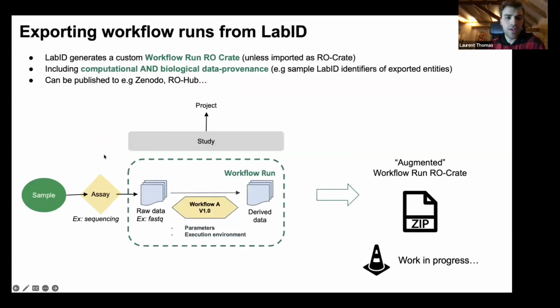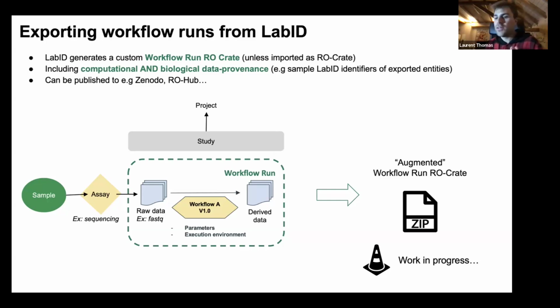So what's happening now when we want to export a workflow run from LabID? This is the big picture that I was showing before, now including the workflow run. There's quite some information, quite some relationships between all these different entities. But with the Workflow Run RO-Crate, or an augmented Workflow Run RO-Crate, we are pretty confident that we can reflect most of the metadata available in LabID.